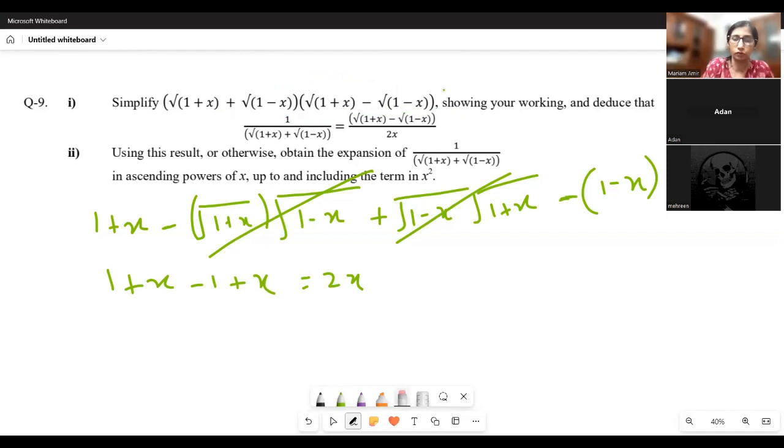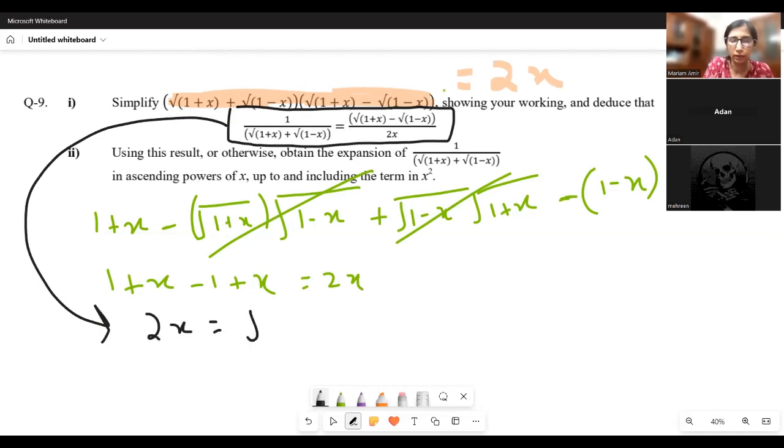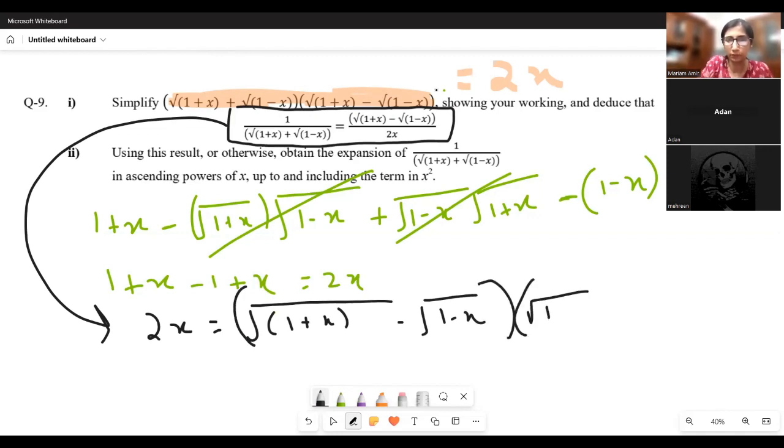So what we know so far is that when you multiply these two brackets, you just get 2x. That is what we know. And now using this result, you have to prove that this left-hand side is equal to the right-hand side. So now what will we do? We are going to cross multiply. So when you cross multiply, you get 2x equals the square root of 1 plus x minus the square root of 1 minus x, times the other denominator, the square root of 1 plus x plus the square root of 1 minus x.